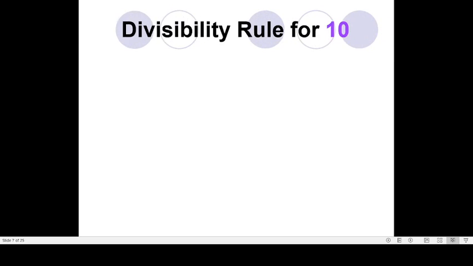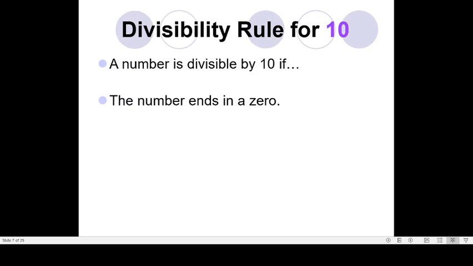Now divisibility rule for 10. So a number is divisible by 10 if the number ends in a 0. Means if the last digit is 0, then we can say the number is divisible by 10. For example, 4000, 210, 50. So in all these numbers, the last digit is 0. So the numbers are divisible by 10.